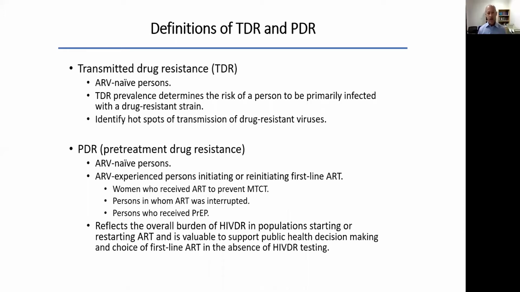PDR includes resistance in ARV naive persons as well as ARV experienced persons initiating or reinitiating first-line ART, including women who received ART to prevent mother-to-child transmission, persons in whom ART was interrupted, and persons who received pre-exposure prophylaxis. PDR reflects the overall burden of HIVDR in populations starting or restarting ART, and is valuable to support public health decision-making in the absence of HIV drug resistance testing.